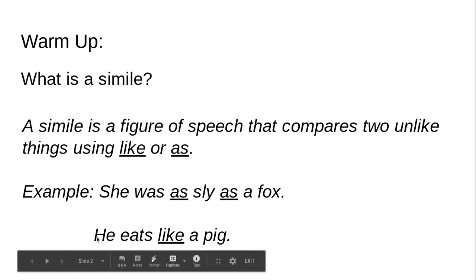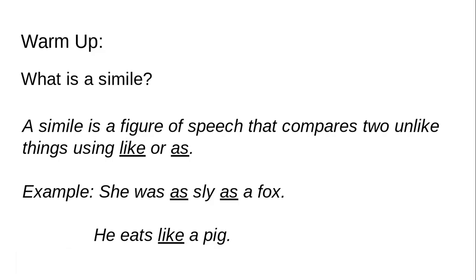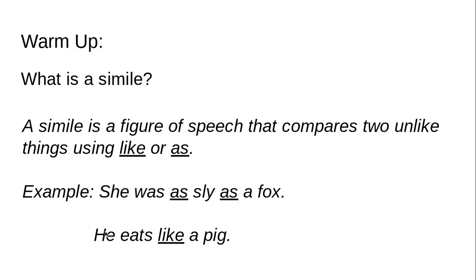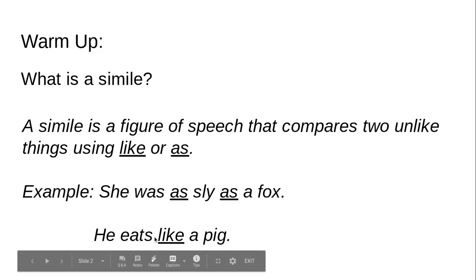In our second example, he eats like a pig. What two things are being compared? What two unlike things? Well, we're comparing him to a pig, right? We're comparing the way that he eats to a pig. Is he actually a pig when he's eating? Does he transform into a pig? Of course not. But when we say that he eats like a pig, it gives us a vivid image of somebody who's eating very quickly, probably messily, and it creates a more vivid image in our reader's mind.